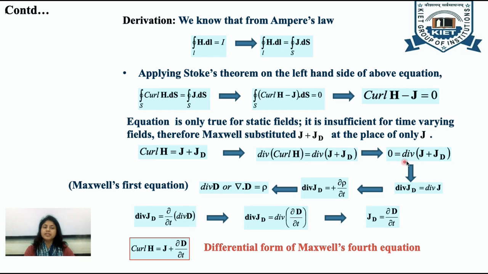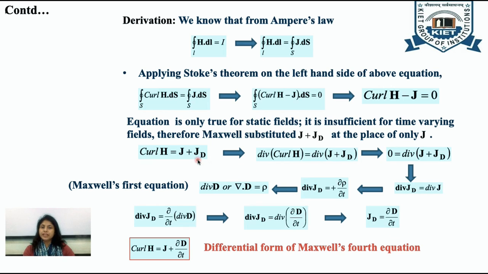Then when 0 is equal to divergence of (J plus J_D), divergence J is equal to minus divergence J_D. From the equation of continuity we know that divergence J is equal to minus ∂ρ/∂t. And from Maxwell's first equation, divergence D is equal to ρ. Then we have divergence J_D is equal to ∂/∂t of divergence of D. Then divergence of J_D is equal to divergence of ∂D/∂t, which implies J_D is equal to ∂D/∂t.